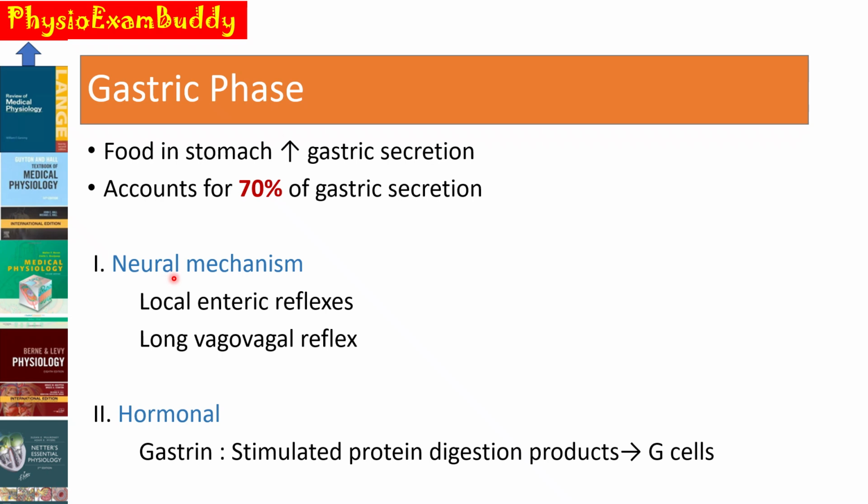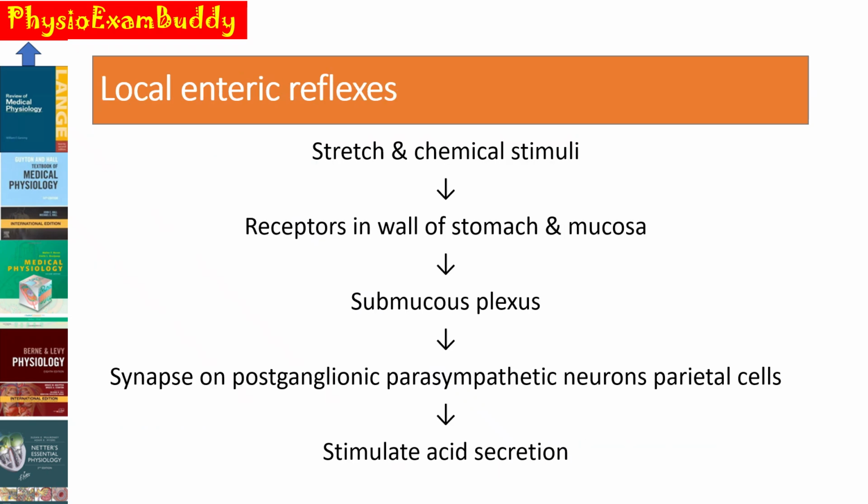And there are two mechanisms which regulate the gastric phase. First one is a neural mechanism and the second one is a hormonal mechanism. Neural mechanisms include local enteric reflexes as well as long vagovagal reflex. And under the hormone, you have to explain the gastrin, which will be stimulated by the protein digestion products, which stimulate the G cells to produce this gastrin. So first we will see the neural mechanism or the neural regulation of the gastric phase.